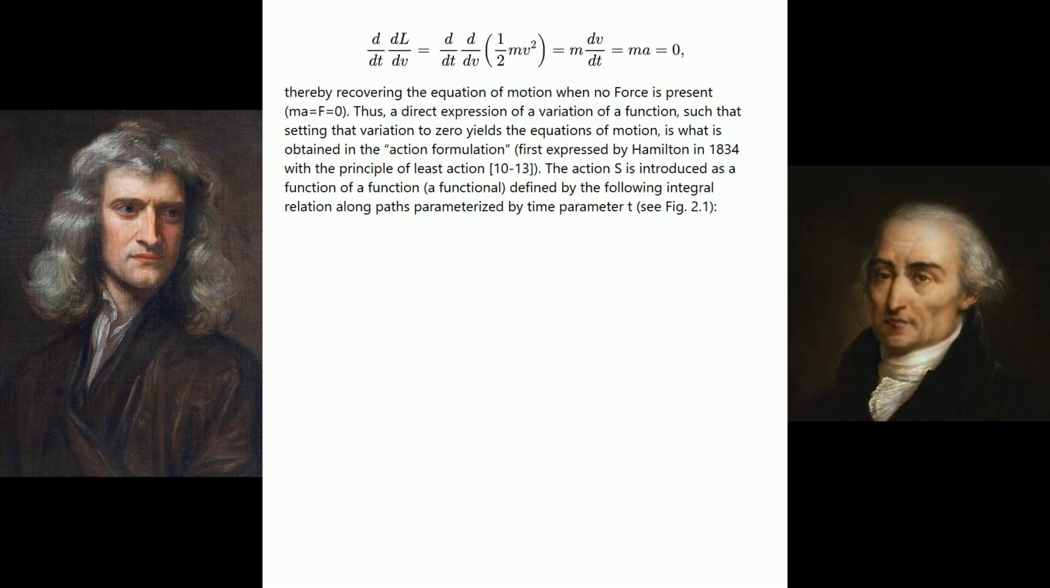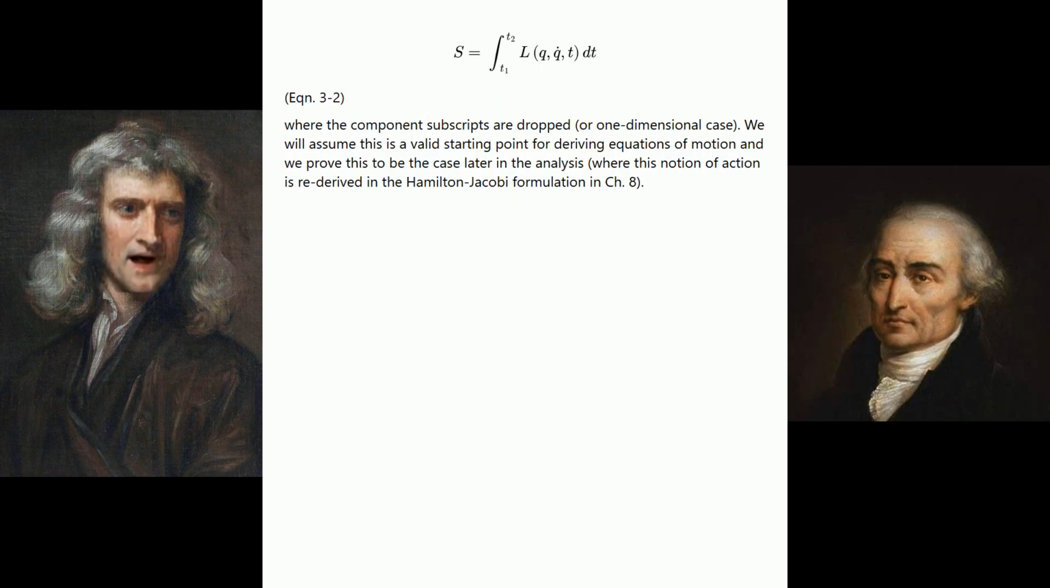Thus, a direct expression of a variation of a function, such that setting that variation to 0 yields the equations of motion, is what is obtained in the action formulation, first expressed by Hamilton in 1834 with the principle of least action. The action S is introduced as a function of a function, a functional, defined by the following integral relation along paths parameterized by time parameter t, see figure 3.1. Equation 3-2, where the component subscripts are dropped for the one-dimensional case.